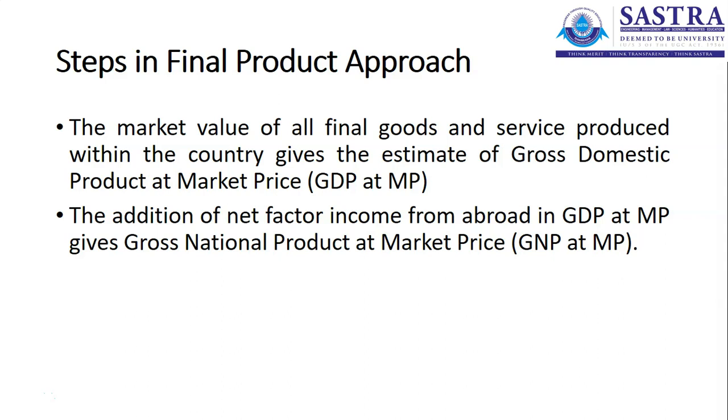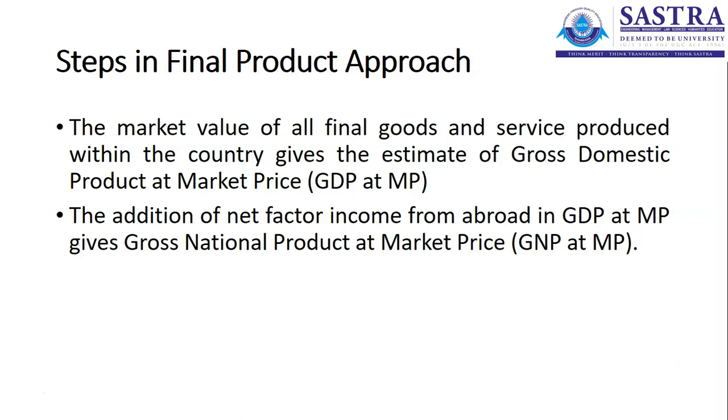The second important aspect, in addition to this, is that we need to add the net factor income from abroad. In that GDP we need to add the net factor income from abroad. Finally, what we get is the net national product. We can get the overall gross national product at the market price. So this is the particular method we use to calculate the product approach, or the final product approach, or the output based method to determine the national income.